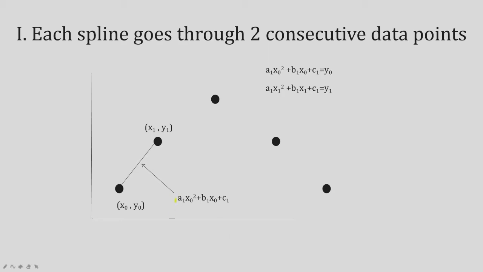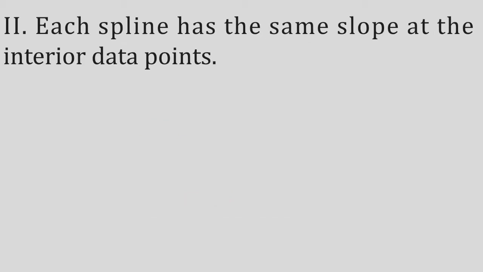This particular spline is also going through this particular point. Now since each spline is going through 2 consecutive data points, we now have the 2n equations. So for the second one, each spline has the same slope at the interior data points. Now, remember in the linear spline, the slope is not the same at the interior data points. Right? So, what do we do about that?